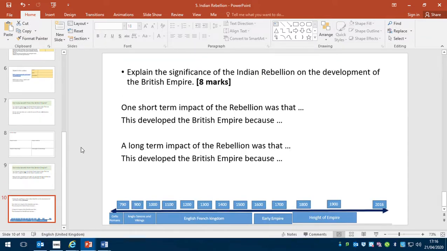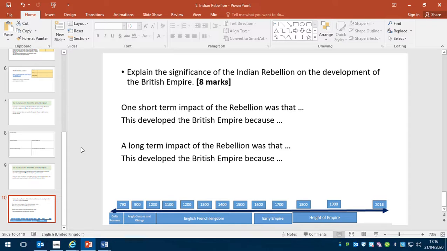So our final task for today is to talk about the significance of the Indian Rebellion in the form of an exam question. Now this is an 8-mark question. It will take you 10 minutes. I want you to send me this, either on Show My Homework, just as an upload.